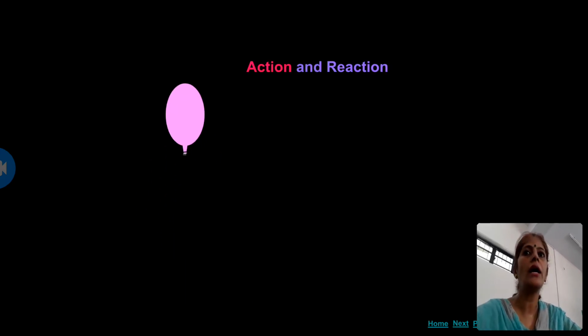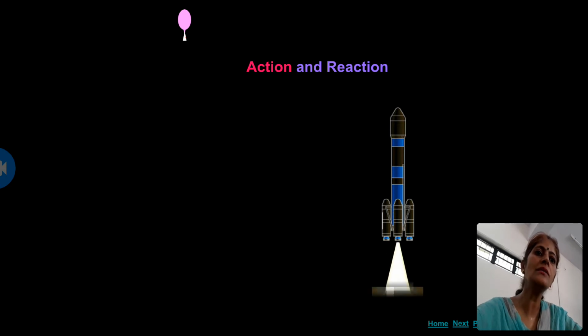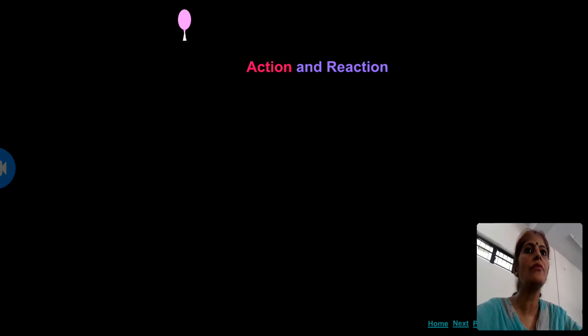Next is the flight of jet planes and rockets. The burnt fuel, which appears in the form of heat and highly compressed gases, escapes through the narrow nozzle in the downward direction. This is the force of action in the downward direction. In turn, the gases provide the force of reaction to the jet plane in the upward direction. Hence the jet planes or the rockets move.